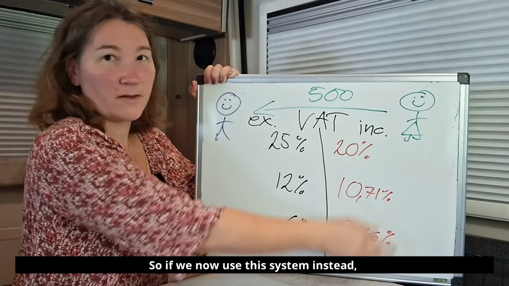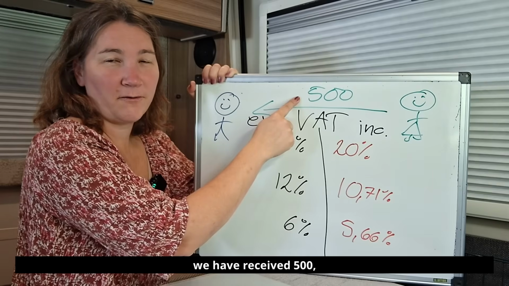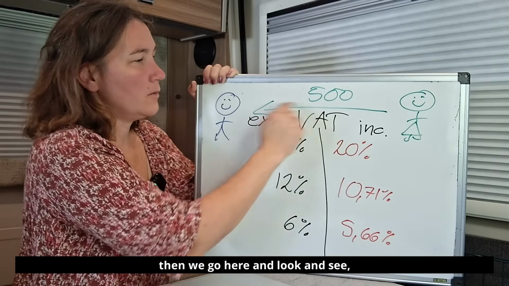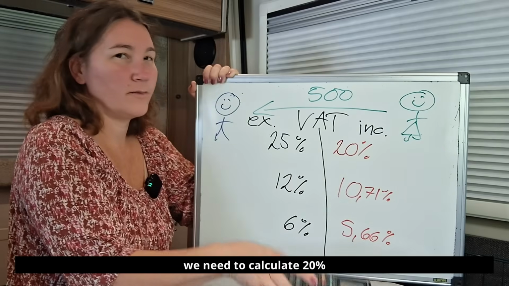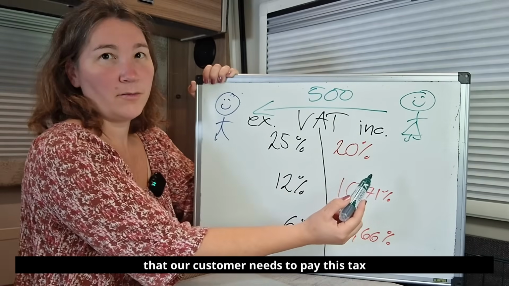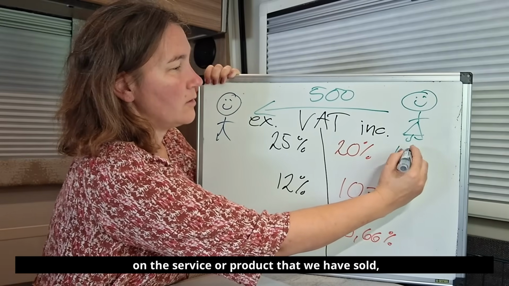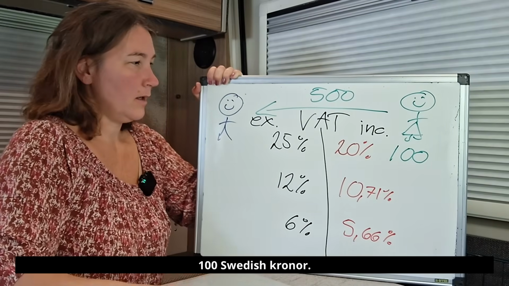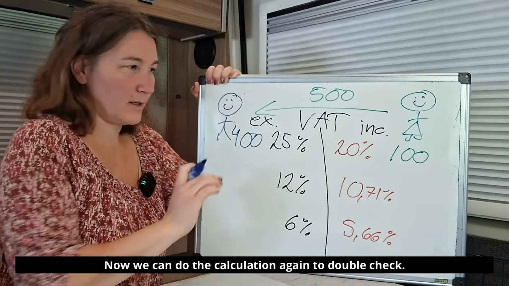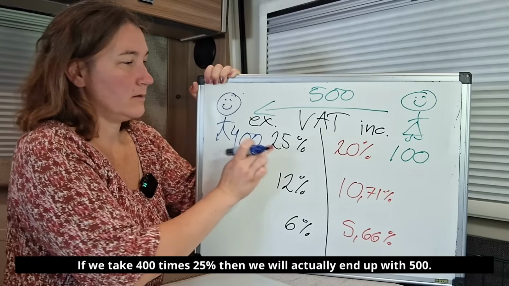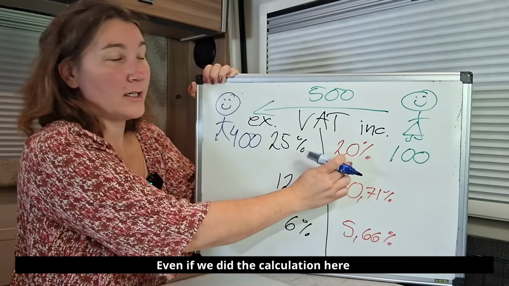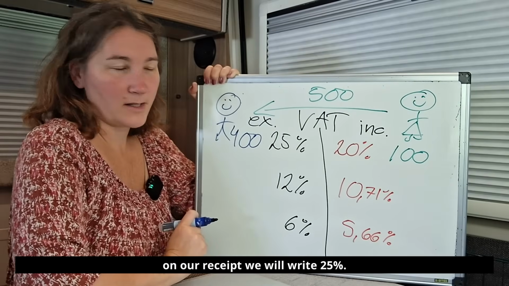So if we now use this system instead, we look at, okay, we have received 500. It was supposed to be 25% VAT on the things that we have sold. Then we go here and see, okay, we need to calculate 20%. So we take our calculator and click on that one, and we will see that our customer needs to pay this tax on the service or product that we have sold, 100 Swedish kronor. Meaning that our income will be 400. Now we can do the calculation again to double check. If we take 400 times 25%, then we will actually end up with 500. And on our receipt, we will write the 25%.